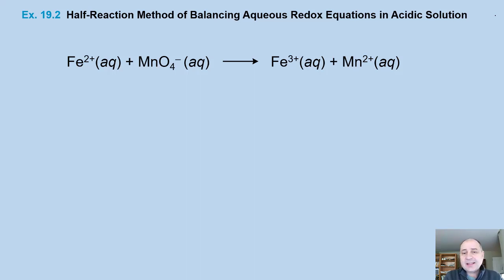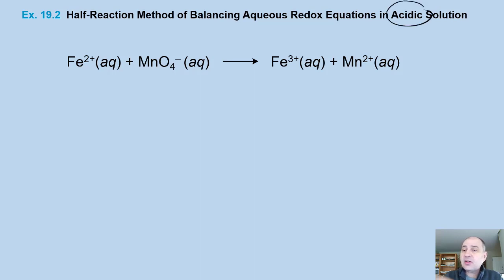Let's practice balancing two more redox reactions in acidic and basic solutions, and then move on to electron potential. So here we're provided with a redox reaction. We have to identify the oxidation half reaction and the reduction half reaction, and then balance all of the atoms as well as the electrons.